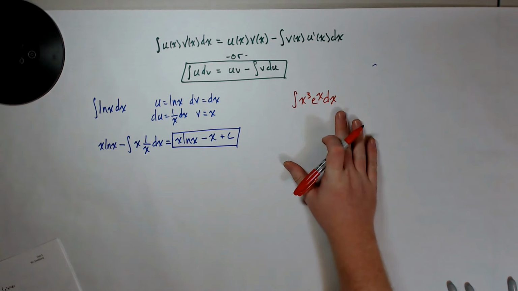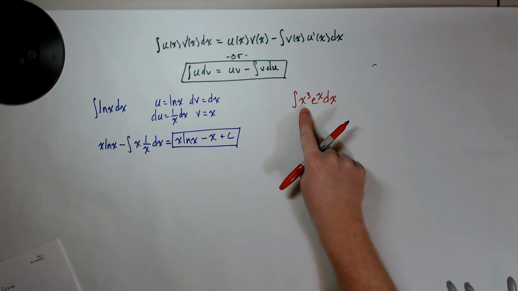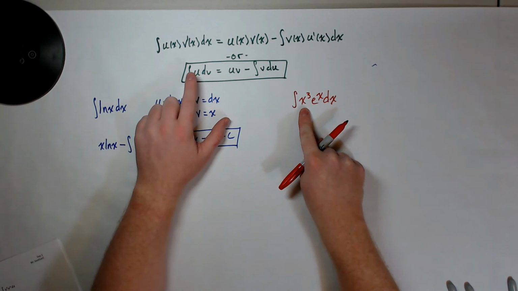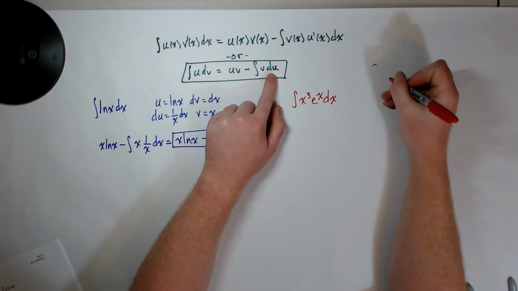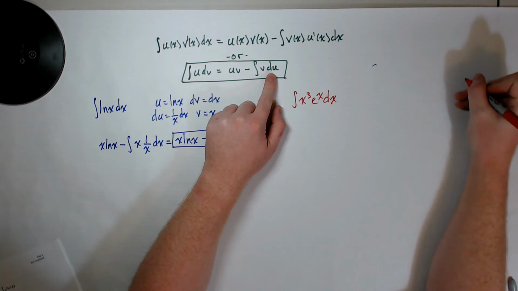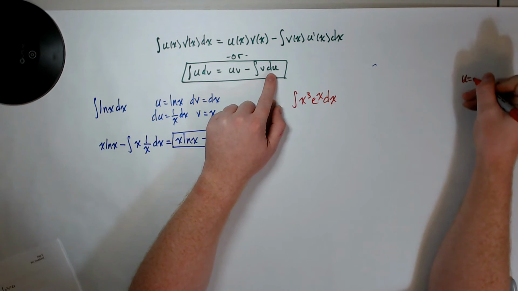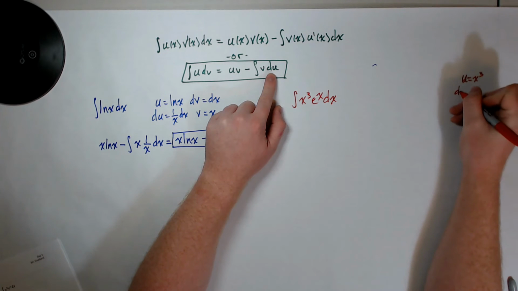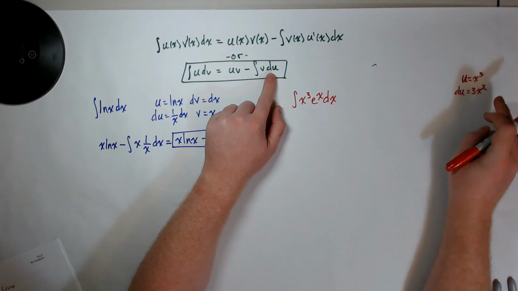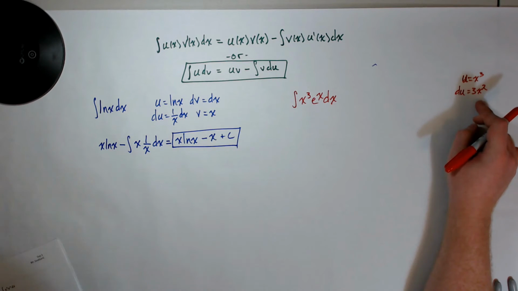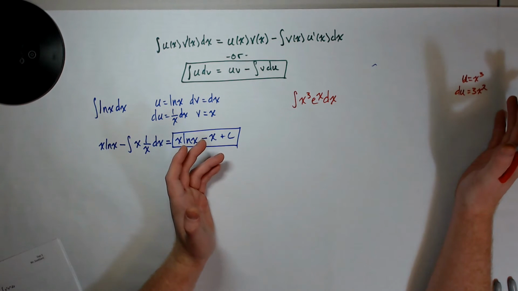Now let's look at something a little bit different. I have the integral of x to the third times e to the x. Now remember, we want to choose u to be something that's going to get simpler when I take its derivative. The derivative of e to the x doesn't change. So let's let x to the third be u. The derivative of x to the third is 3x squared.